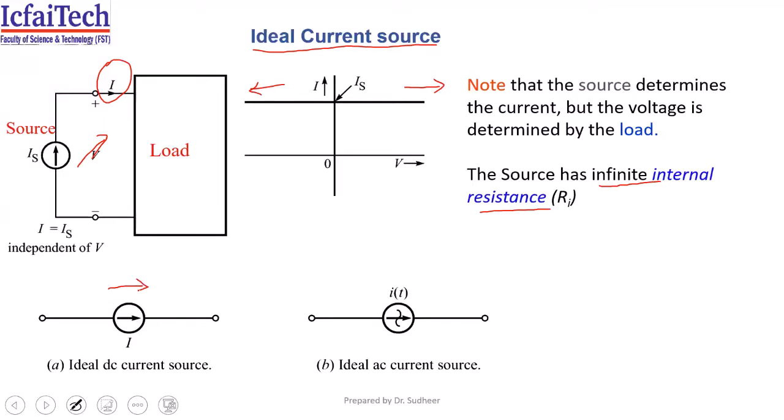When I say the arrow is up, the current is leaving from a node and coming back to node B. An AC current source is represented by a circle with an arrow symbol. In the circle, we will have a sinusoidal symbol, and as AC current is changing with respect to time, it is represented by I of t.